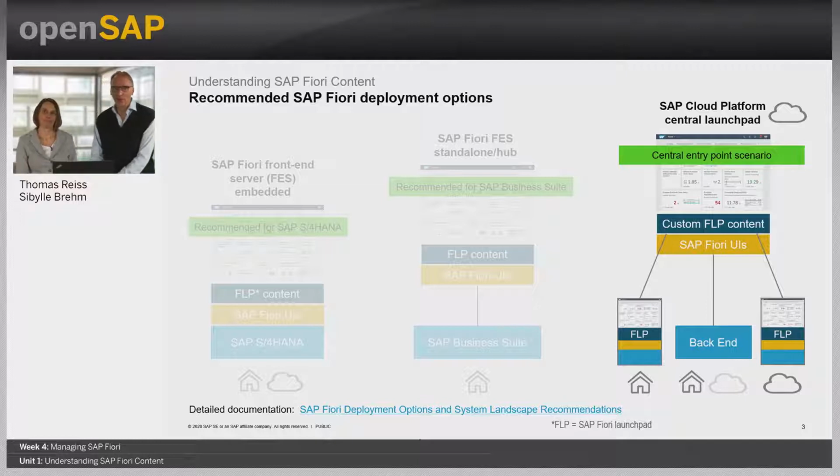If you want to have one central entry point for several S/4HANA systems, then what you can do is use the SAP Cloud Platform for the integration as it becomes available. In this scenario, you set up a central launchpad, which consumes content from various backend systems. In addition, you can choose SAP Cloud Platform as your deployment option for running custom Fiori apps deployed on Cloud Platform. Of course, these apps can also consume data from a backend system like S/4HANA. Depending on the deployment option you choose, the Fiori content entities and their configuration differ. So I hope that this short introduction will help you better understand the content of this week.